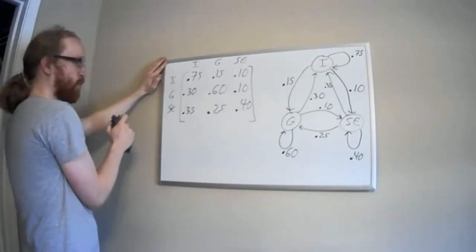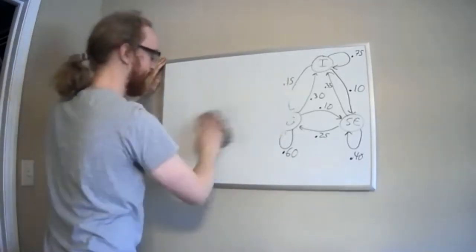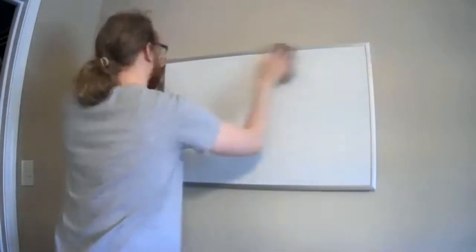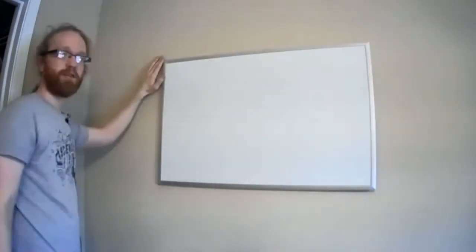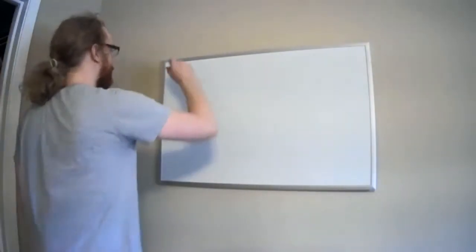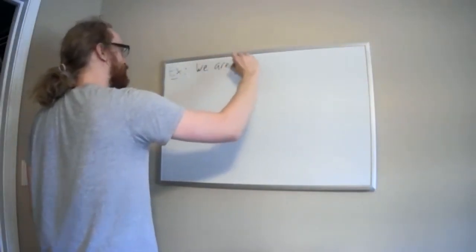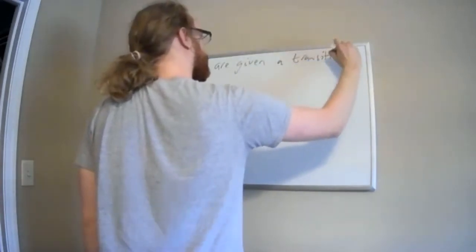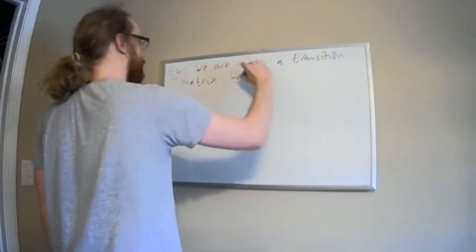So what I want to do is one more example where I'm just going to give you a transition diagram. Or maybe it'd be more interesting to give you the transition matrix first, and then write down the transition diagram for it. Maybe we'll do it that way. I was going to do it the other way, but let's switch it up. So let's say we're given a transition matrix. What is the diagram?